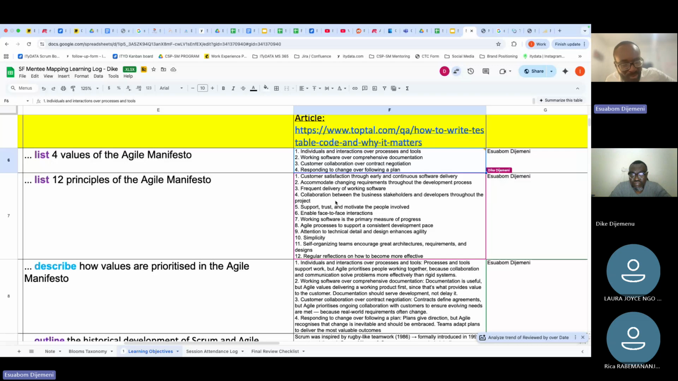Rika, just for the group's understanding, would you consider yourself a beginner in Scrum or a practitioner?